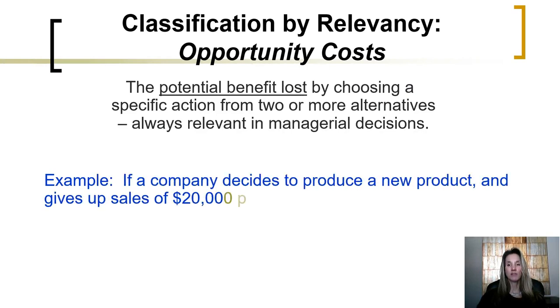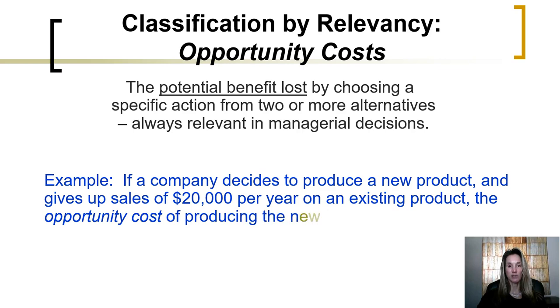When we also consider relevancy, we have to keep in mind opportunity costs. Opportunity costs are the potential benefit lost by choosing a specific action from a couple of alternatives. Opportunity costs are always relevant in managerial decisions. If a company decides to produce a new product and gives up sales of $20,000 per year on an existing product in order to do so, the opportunity cost of producing the new product for 1 year is $20,000. It is very relevant to the decision about whether to produce a new product or not.